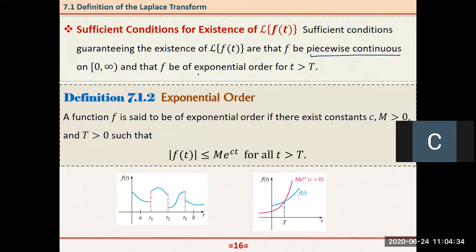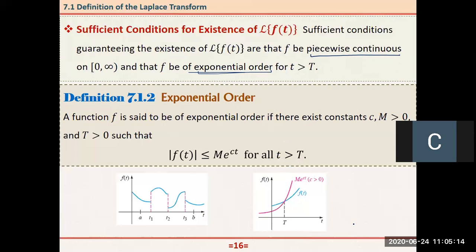All right. The second thing here says that f be of exponential order for t greater than capital T. So what do we mean by exponential order? That's the definition. A function f is said to be of exponential order if there exist constants c and M, which are positive, and T also positive, such that the absolute value of f is less than or equal to capital M times e to the power ct for all values where t is greater than T.